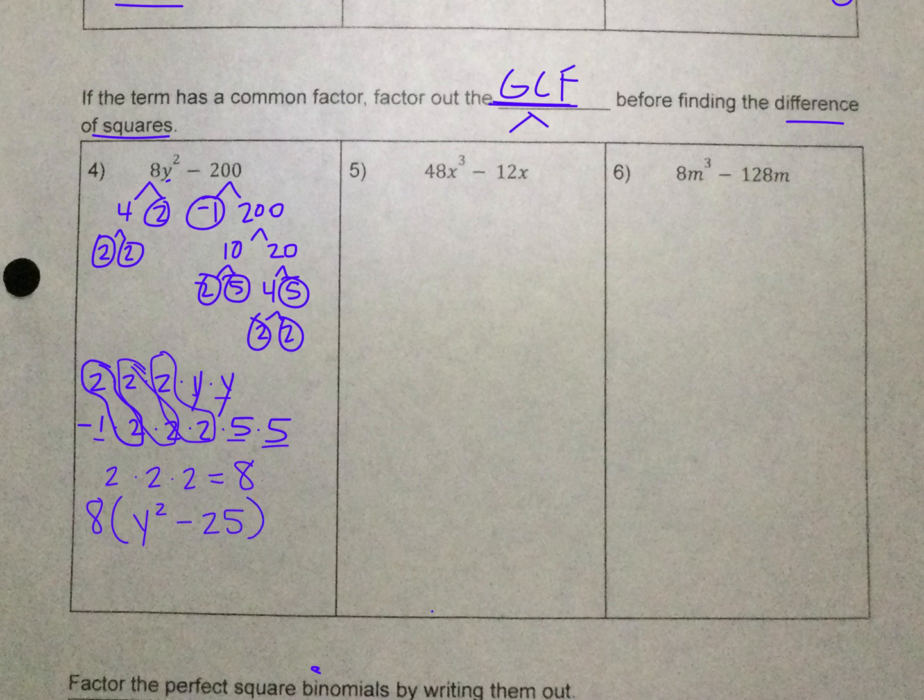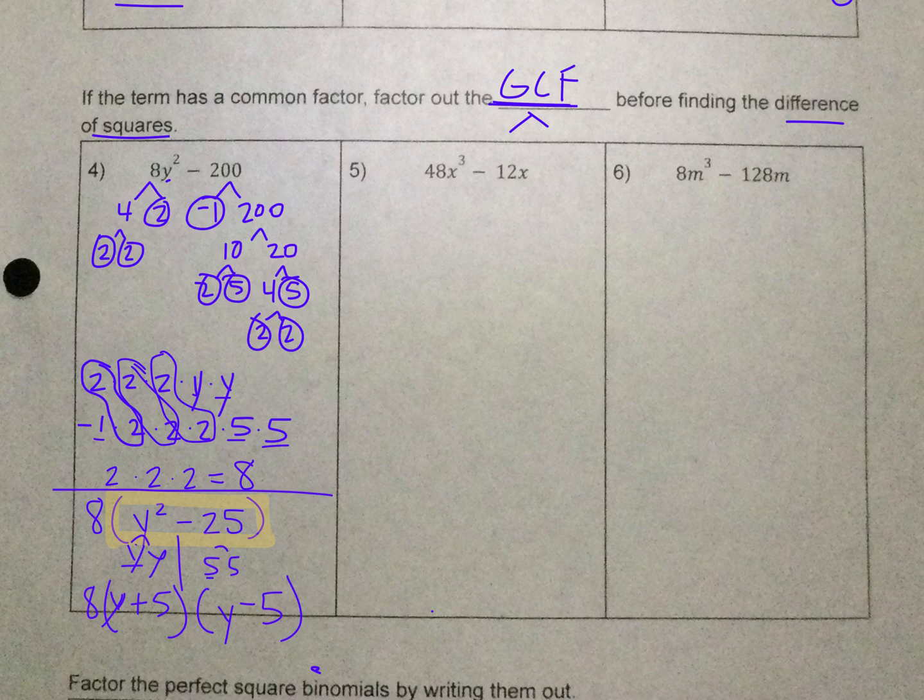Now, this part right here looks just like what I just did in numbers 1, 2, and 3, because I have a y and a y, and I have a 5 and a 5. So 8 stays in front, and I have one group of y plus 5 and one group of y minus 5. So this top stuff we've done before, and this bottom stuff I just showed you. Now we're just putting it all together.